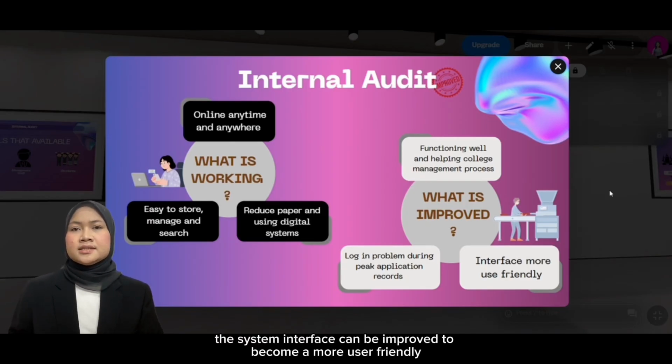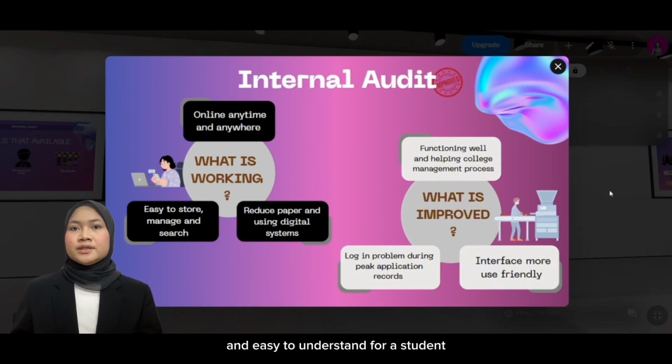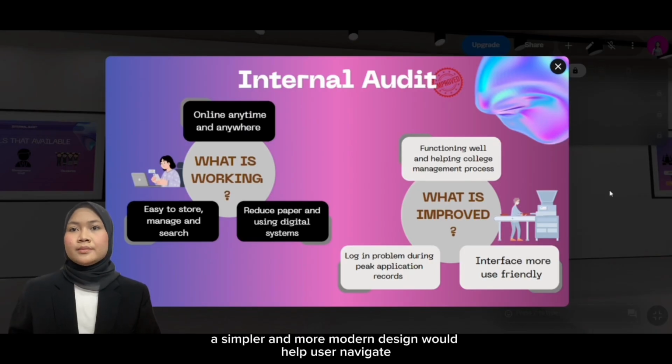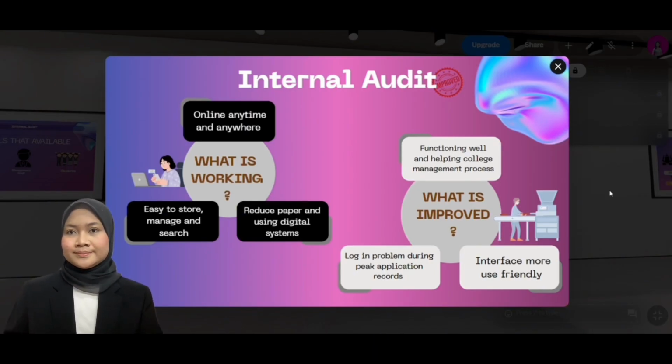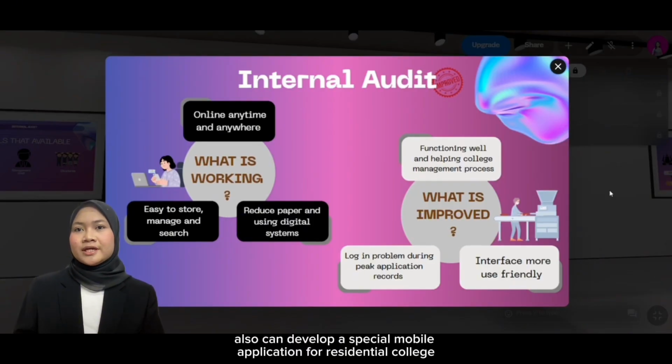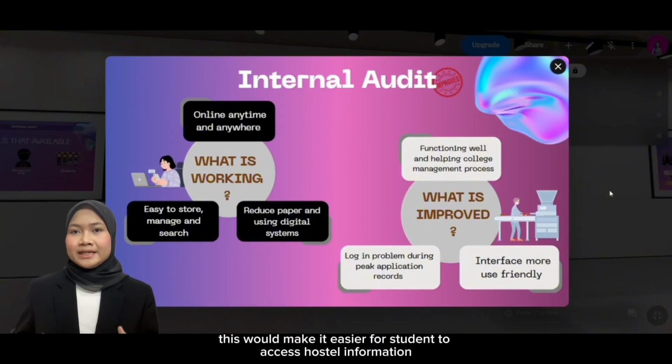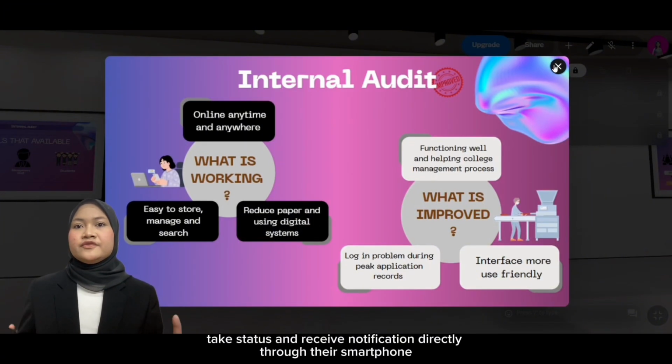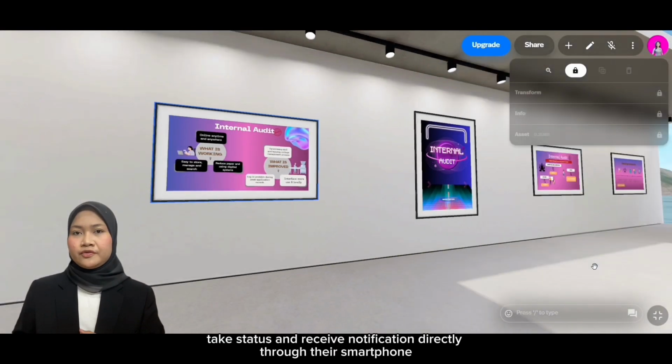In addition, the system interface can be improved to become more user-friendly and easy to understand for students. A simpler and more modern design will help users navigate the system more comfortably. Lastly, UiTM also can develop a special mobile application for residential college. This would make it easier for students to access hostel information, check status, and receive notifications directly through their smartphones.